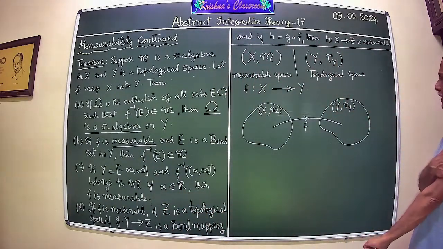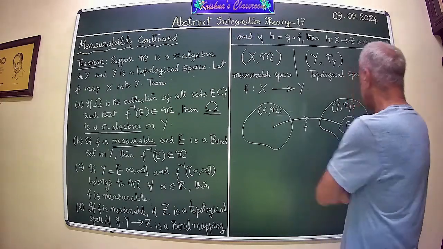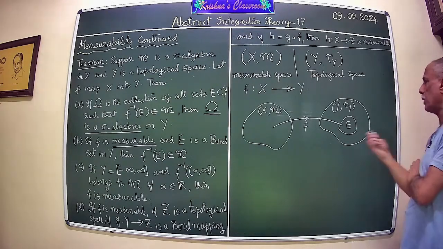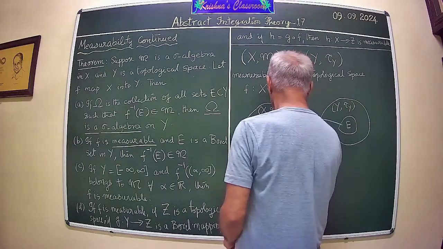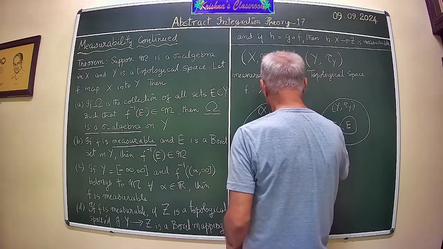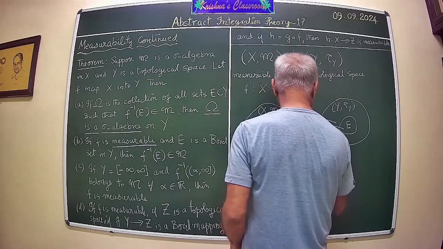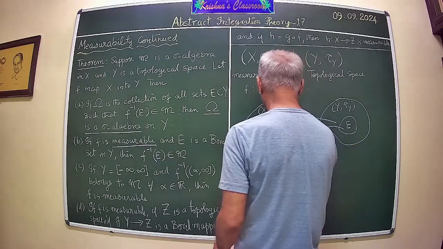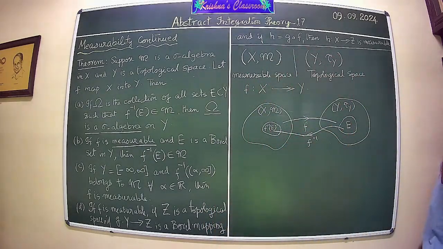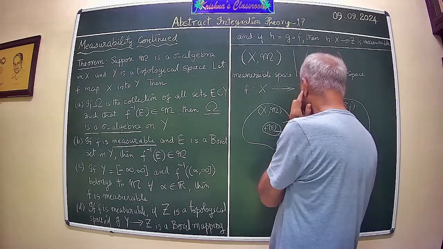Okay. Now what do we do? We take a subcollection of subsets of Y with the property that its pulled back into X is an element of, now this is assumed to be an element of F.